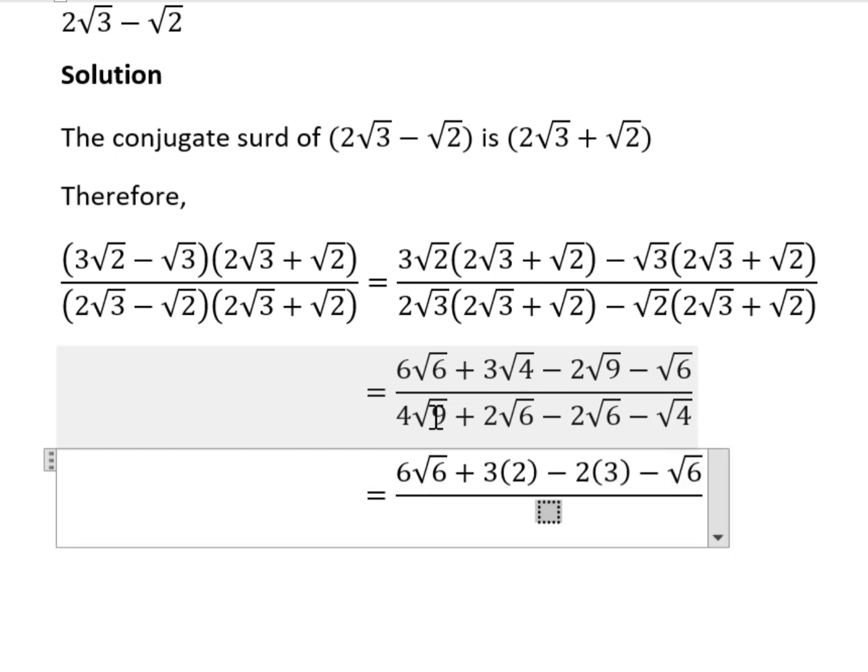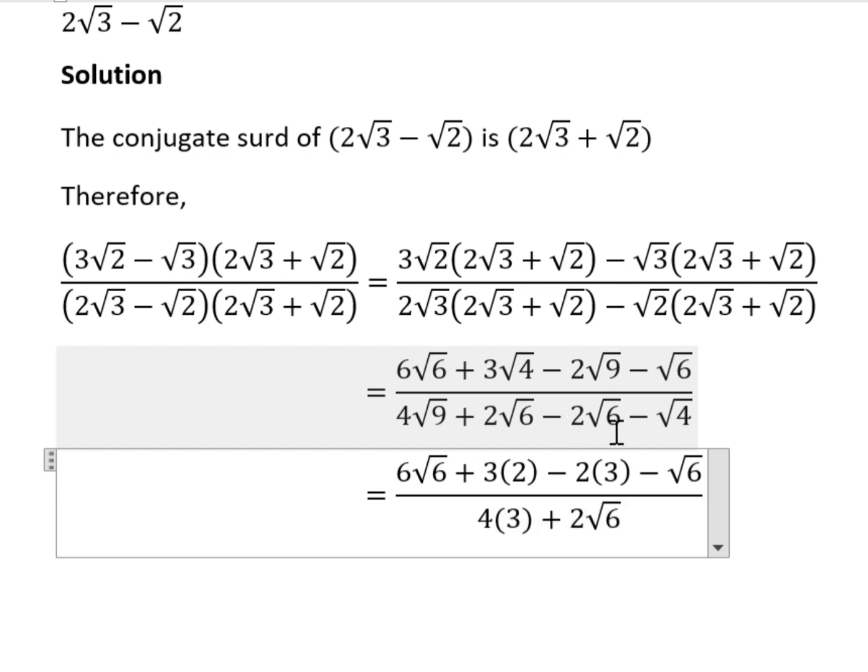On the denominator side, we have 4 root 9. We know there is a definite root for root 9, so we shall have 4 times the square root of 9, which we know is 3. So we shall have 4 times 3. Then plus 2 root 6, which we cannot simplify. Then minus 2 root 6. And then minus root 4, which we shall have as minus 2, because we know the square root of 4 is 2. Then we simplify it further.